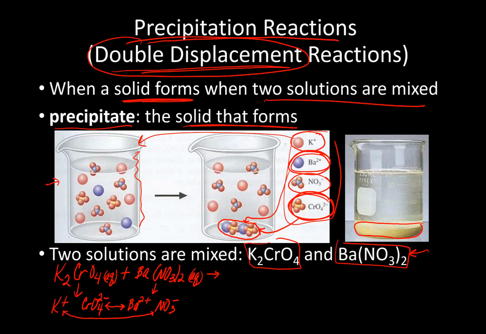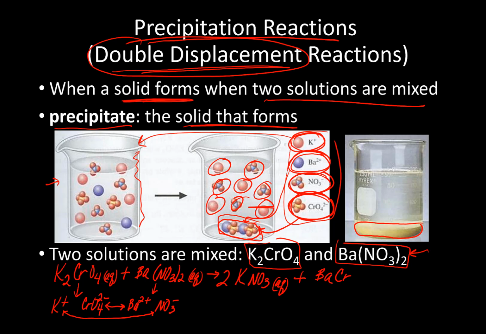So the potassium nitrate will look like this, and you've got a coefficient of 2 there to balance it, and this will be aqueous. It remains dissolved. You can see the potassium and the nitrate. There's the potassium, there's the nitrate. They remain dissolved. They are soluble in this solution. The barium chromate is insoluble. It precipitates out. So when you form the barium chromate ionic compound, it looks like this, and the subscript's going to be solid because you get a precipitate there. So that's one example of a precipitation reaction.